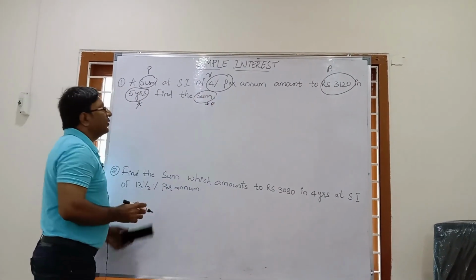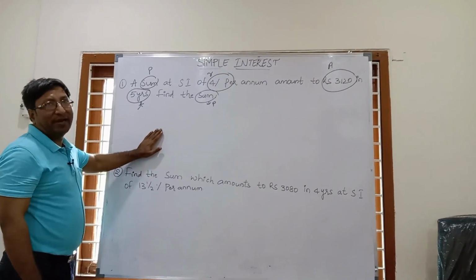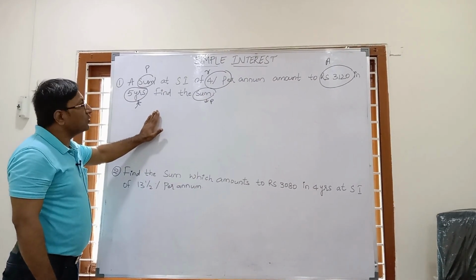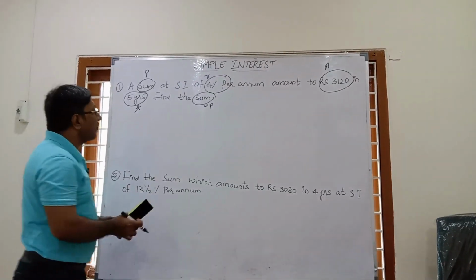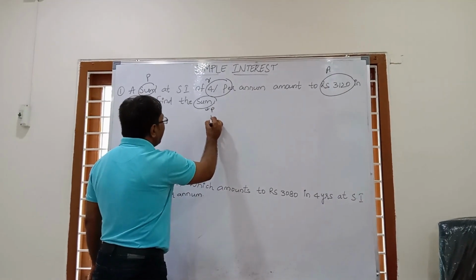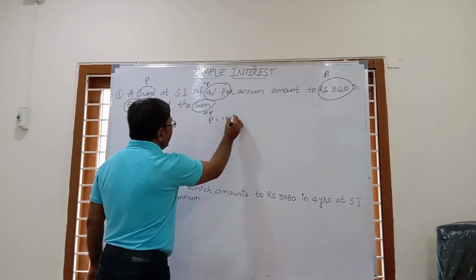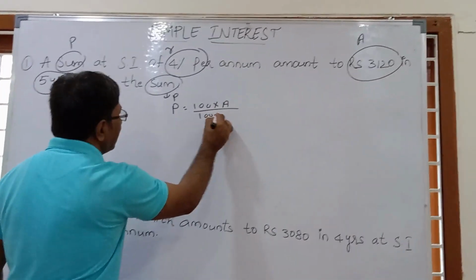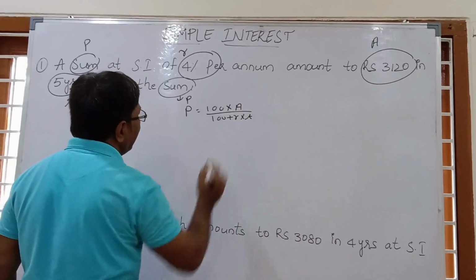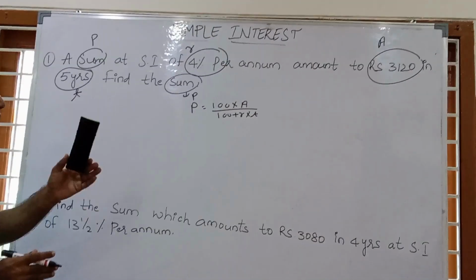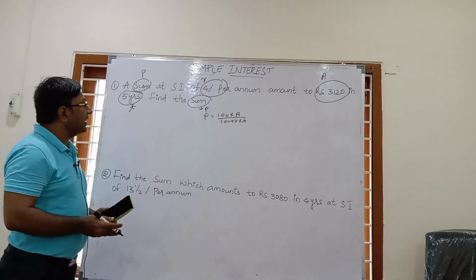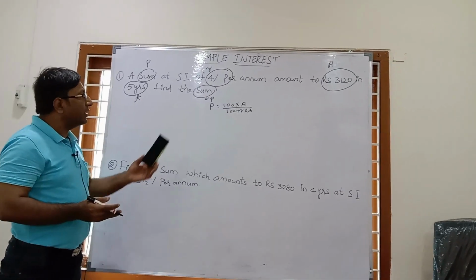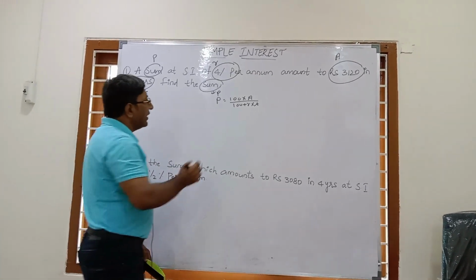For this type of question there are many methods to solve it, but we have a simple technique. P, that is principal, equals 100 multiplied by amount upon 100 plus R into T. Where amount, rate and time are given, we can easily find the principal by this formula.